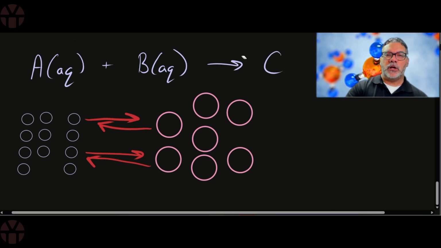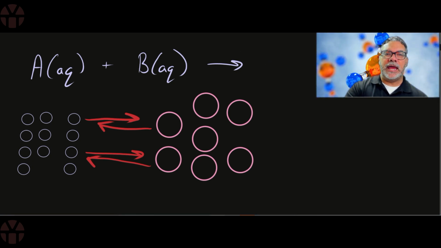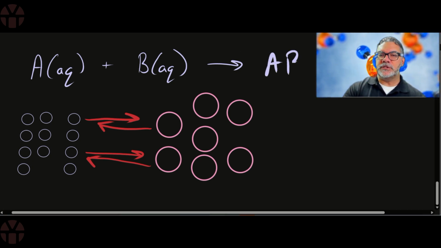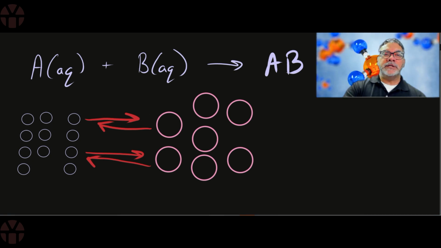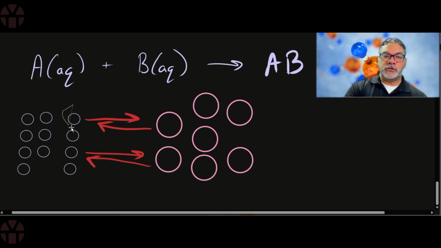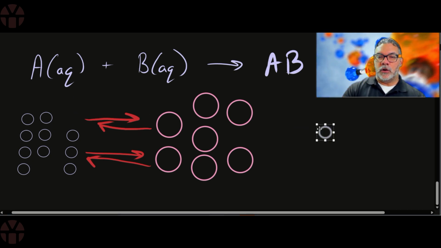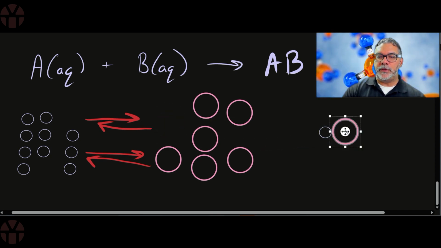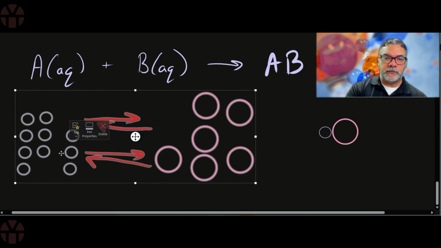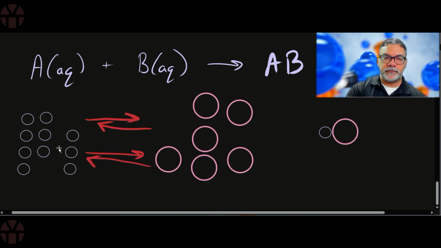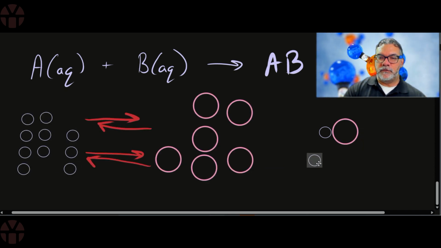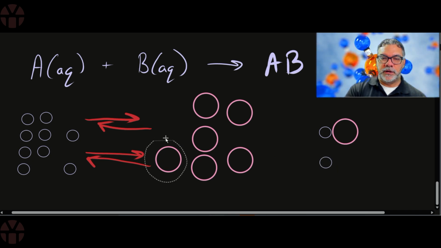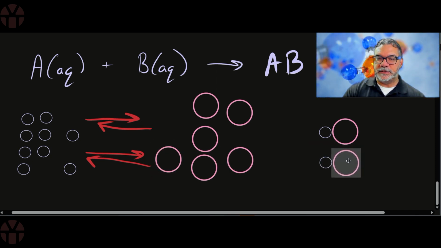Instead of C, to make it a little easier, let's call it AB. All right, so AB is the union of the two of them. And so what happens? Well, initially this one goes off and it finds this one over here, and now, bloop bloop, they've bonded together. And so let's say we do the same thing over here. This one finds, let's say, this one over here, right? And now they've bonded together.